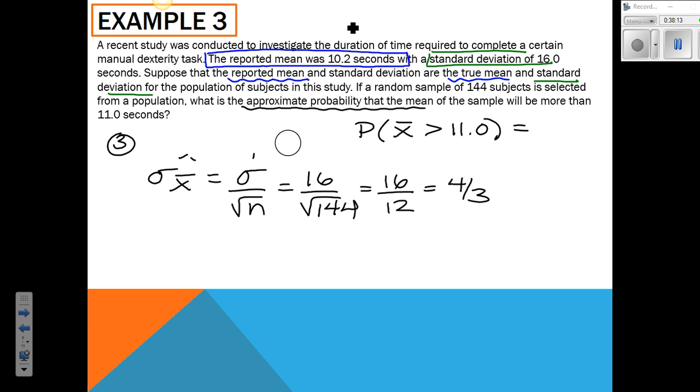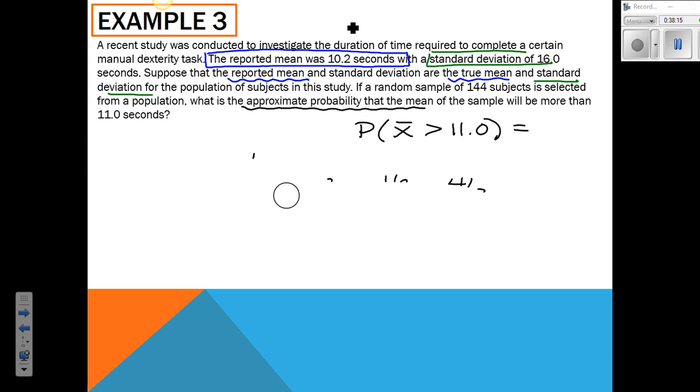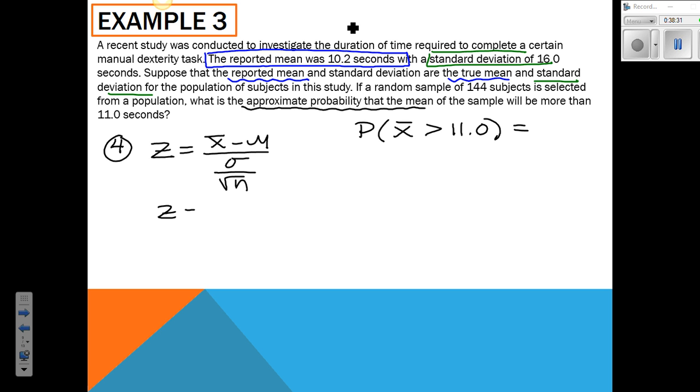So now we're going to go to step 4, and we're going to finally calculate the z-score. We have our new z-score formula: x bar minus the mean, over sigma divided by the square root of n. You guys remember that from our earlier talks? So x bar is 11. We take away 10.2 and divide that by 4/3.